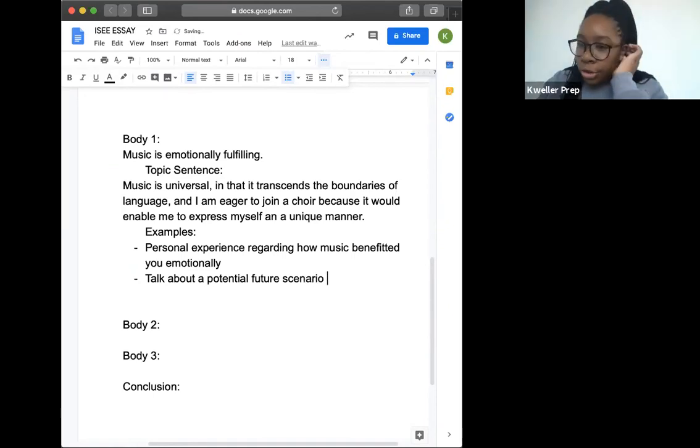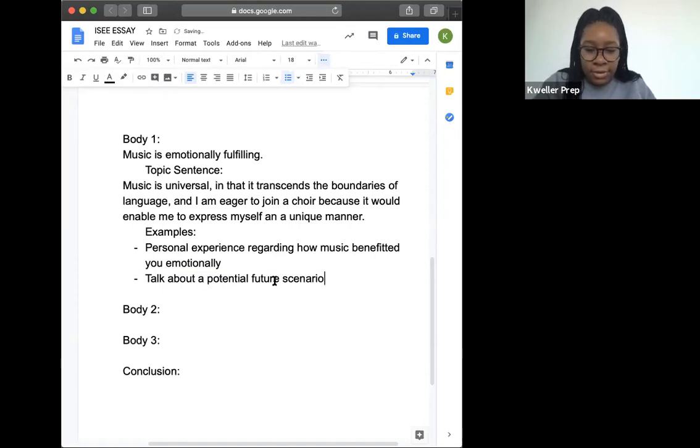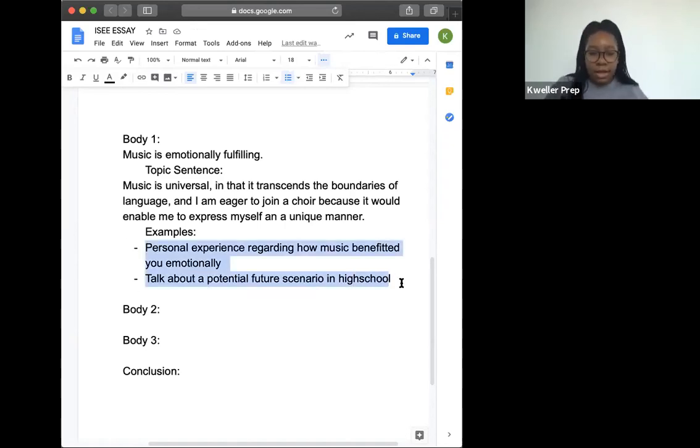And when you're doing this, because the ISEE is an upper level exam, an exam to enter into high school, high school is the best example to talk about when you can. They want to see you envisioning your future as a high schooler. So talking about a potential future scenario in high school is also beneficial. So those are two solid examples.